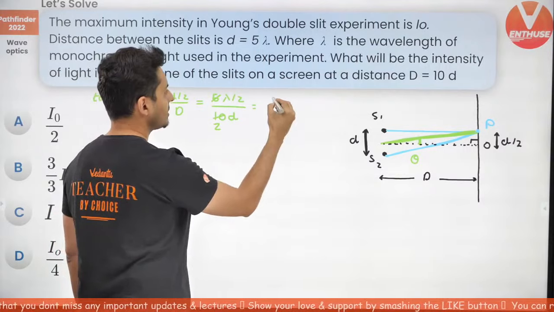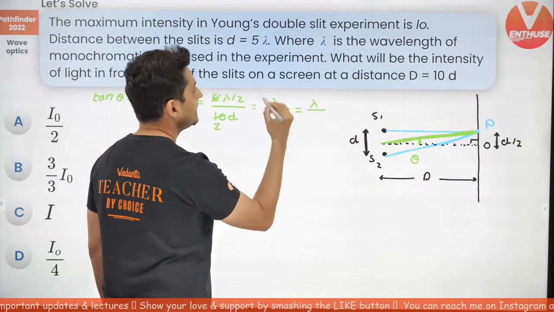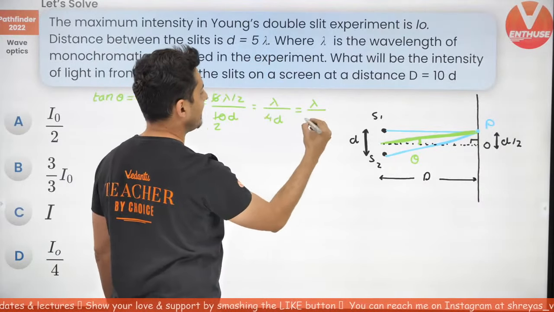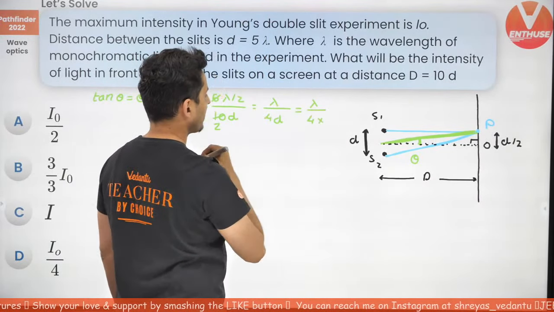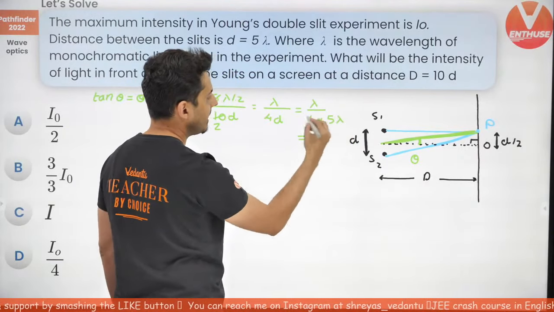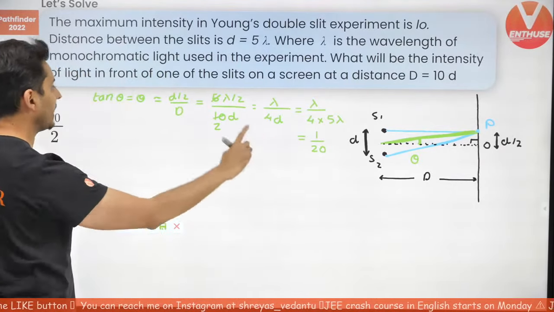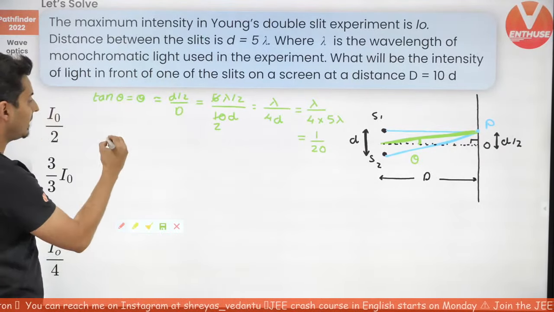This will become 2. So this will become lambda by 4d, and this small d is nothing but 5 lambda. This will become 5 lambda over here. So therefore lambda will cancel. 4 5s are 20, so it will actually become 1 by 20. Okay, now that I know theta, now I'll find out path difference.